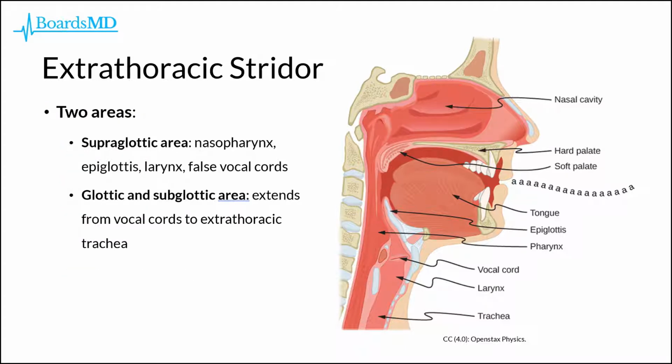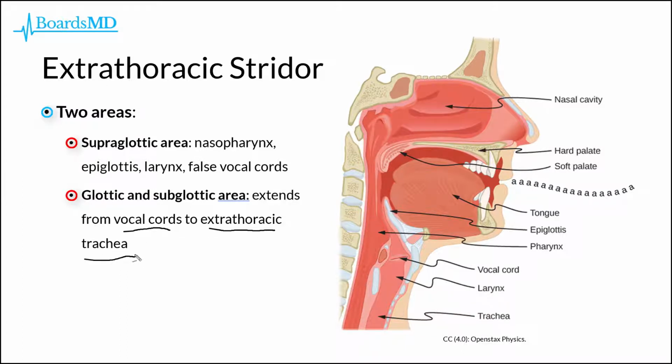The key to all of these conditions in which extrathoracic stridor occurs is that they occur in one of two areas. The first area is the supraglottic area. This consists of the nasopharynx, the epiglottis, the larynx, and the false vocal cords. Extrathoracic stridor can also involve the glottic and subglottic area, which extends from the vocal cords to the extrathoracic trachea.